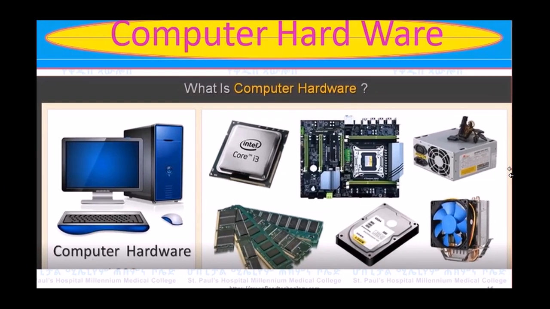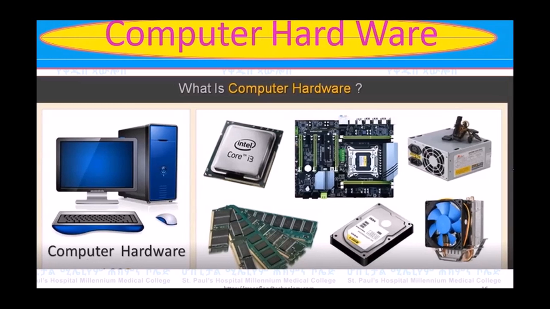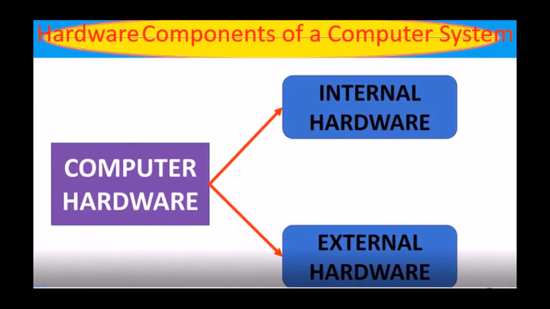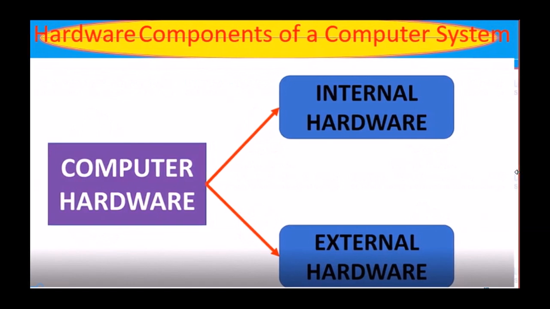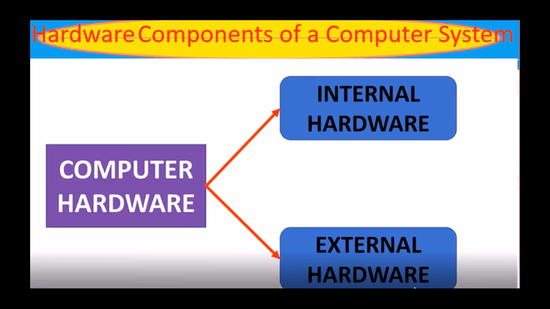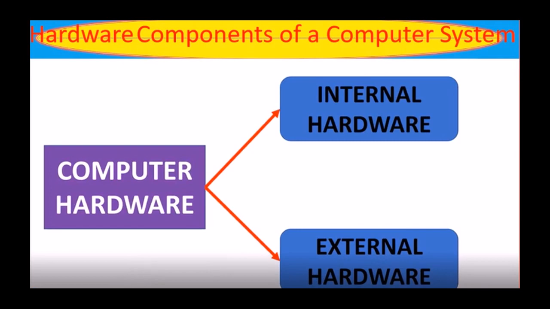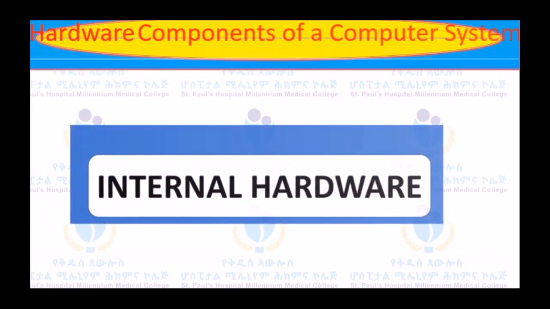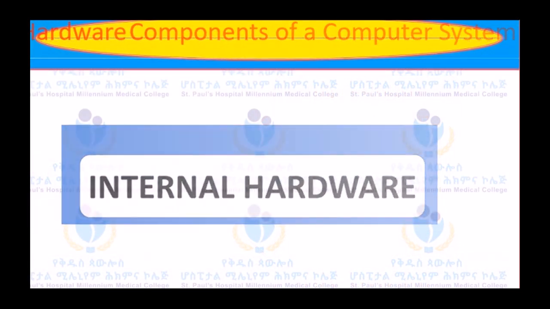The internal hardware is the parts of the computer which are found inside the computer case, or the motherboard, or which are directly connected to the motherboard, whereas external hardware is peripheral devices which are indirectly connected to the motherboard. There are many internal hardware components like CPU, RAM, fan, power supply unit, expansion card, and so forth.